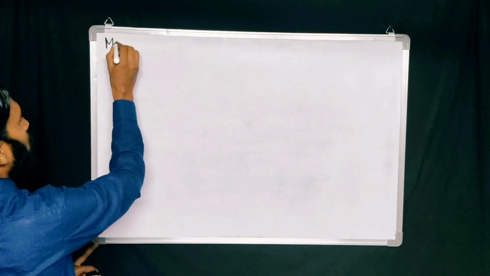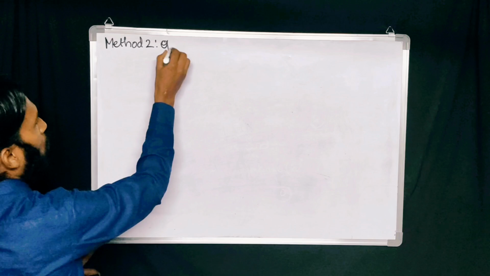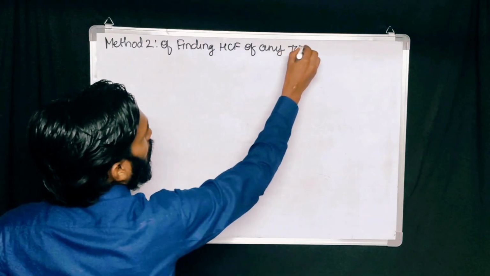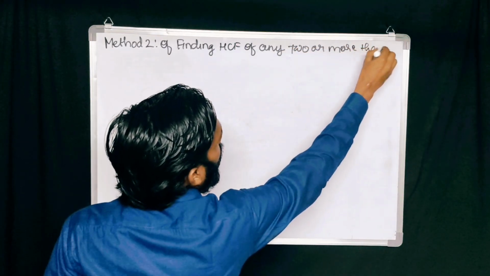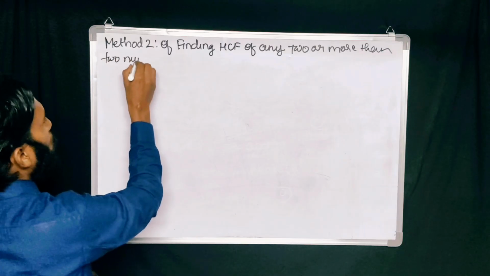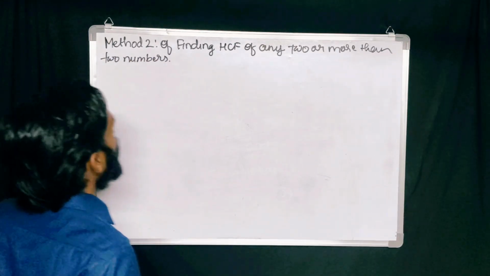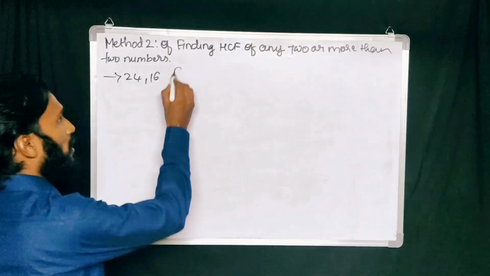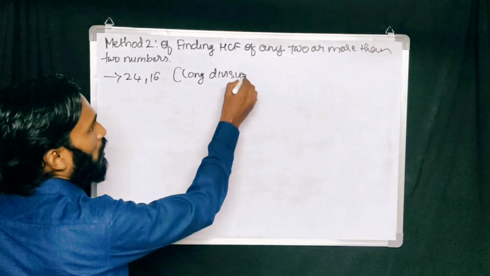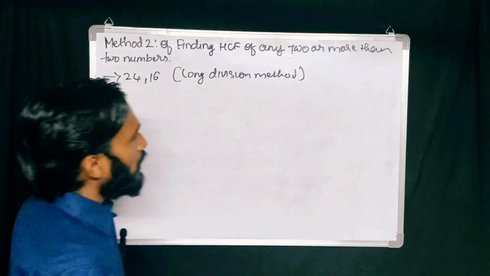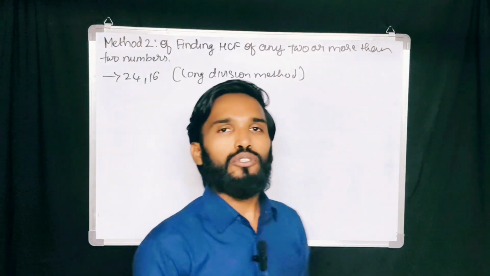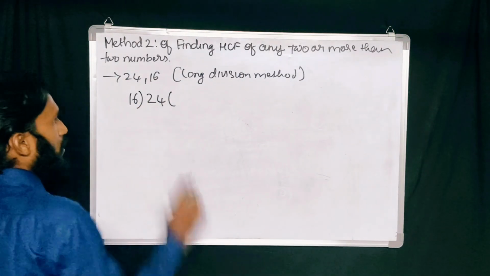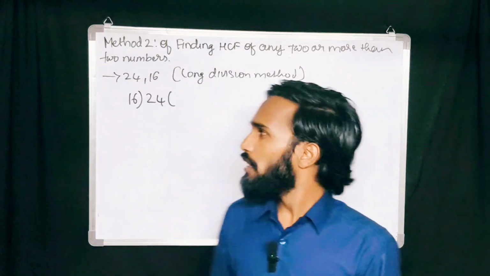Method 2 of finding HCF of any two or more than two numbers. Previously we took the example of 24 and 16. Method 2 is the long division method. In this long division method, in step 1 we take the smallest number as divisor and the biggest number as dividend. Then we divide both the numbers, 16 and 24.